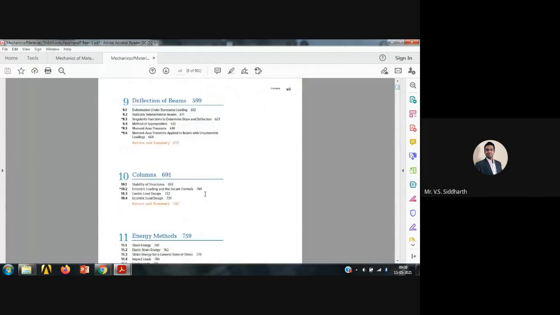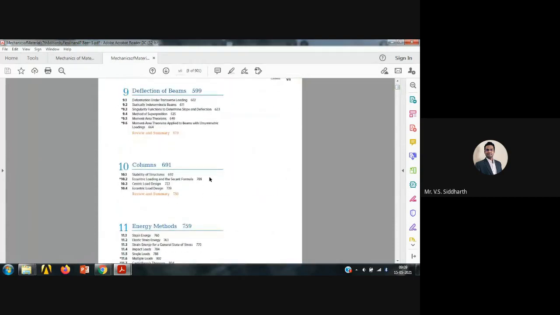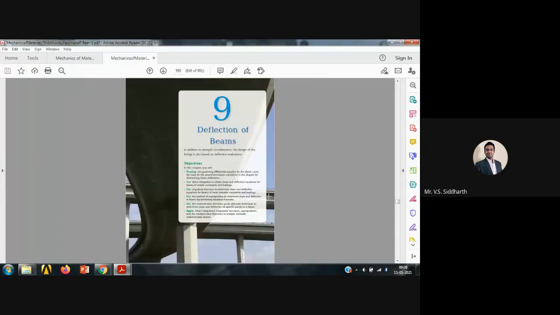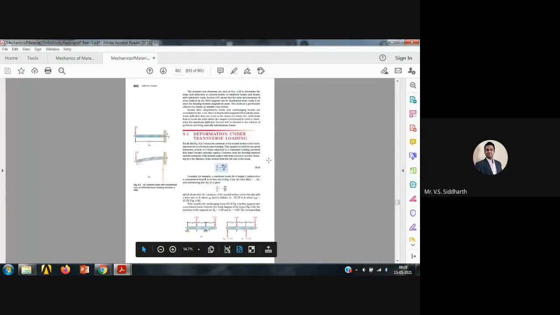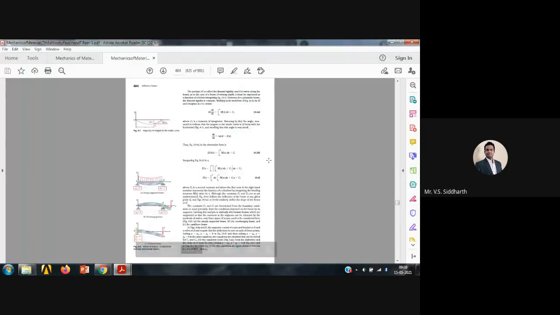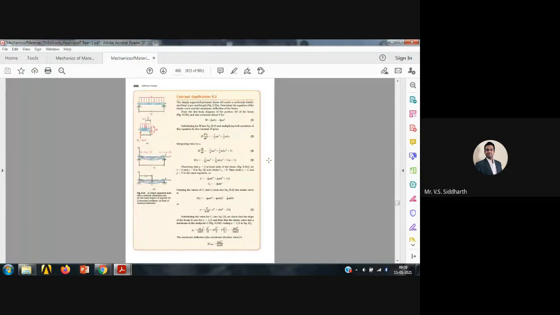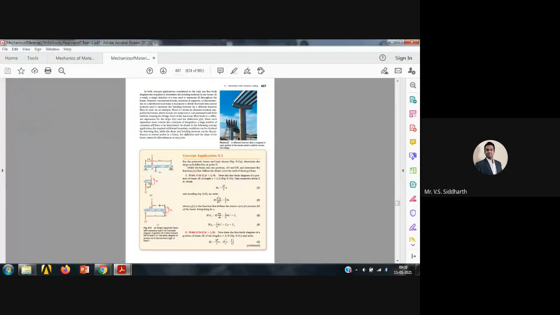See, all the topics are there: columns, deflection of beams, and if you see deflection of beams, the explanation will be very good. Problems and everything are very good problems.